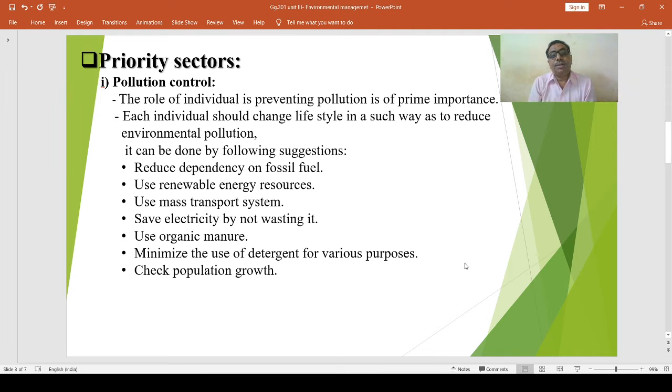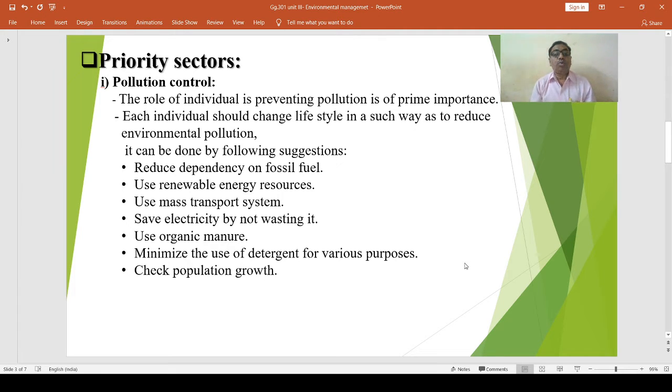Reduce dependency on fossil fuel. These fossil fuels are coal and oil. Then use renewable energy resources. The renewable energy resources are solar energy, wind energy, hydel power, and so on. Save electricity by not wasting it. Use a mass transport system, bicycle, or go on foot.